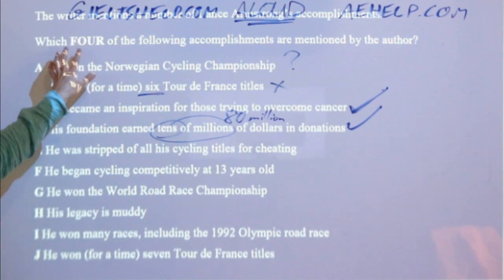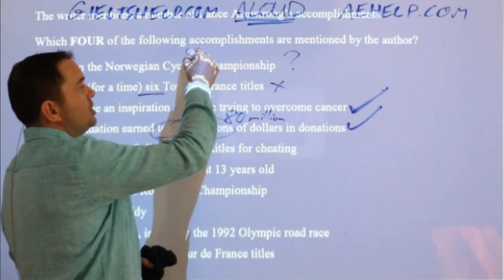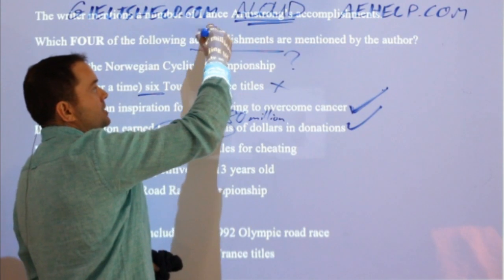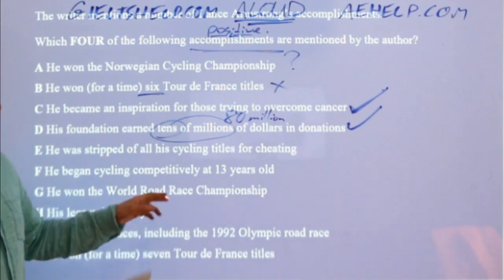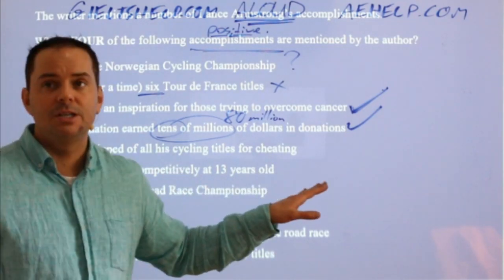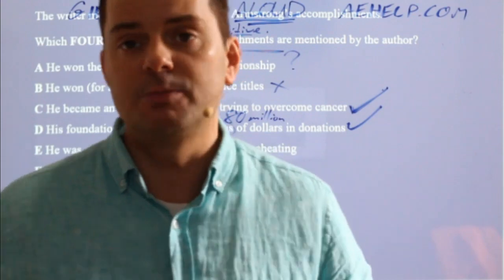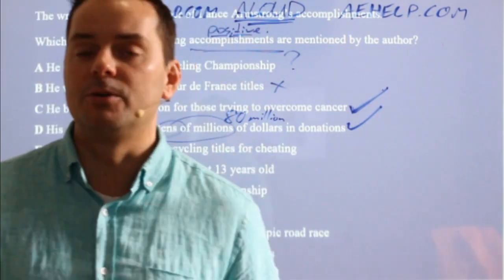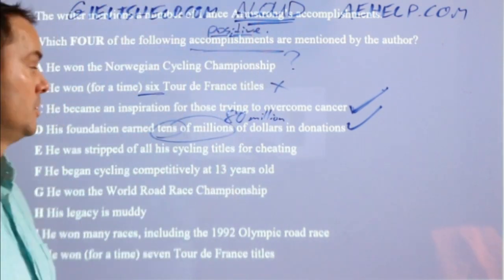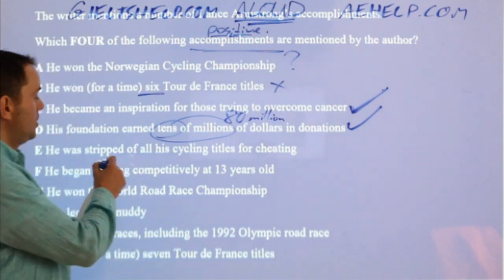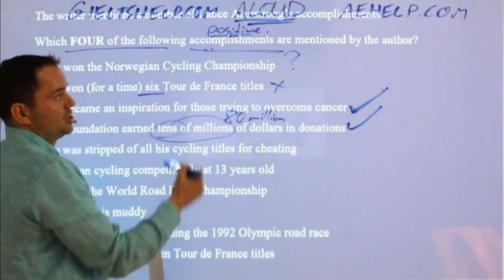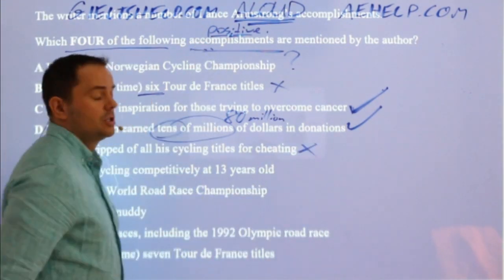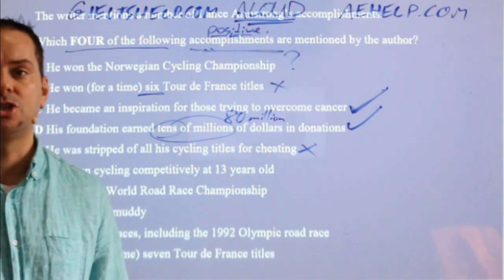Notice the wording. Which 4 of the following accomplishments? Accomplishments are positive. Is it an accomplishment to lose all of your victories? No, it's not an accomplishment. That's a loss. We don't consider that an accomplishment. If I take away your gold medal, that's not an accomplishment. That's a loss. So even though the author mentions this, it's not an accomplishment. It's which 4 of the following accomplishments are mentioned by the author. So careful with the wording, ladies and gents, okay?